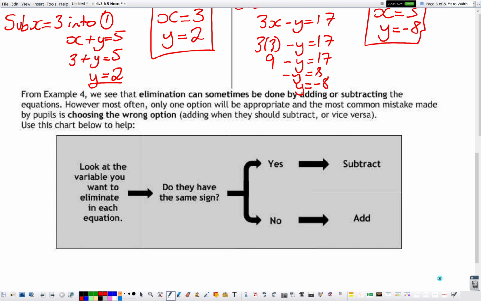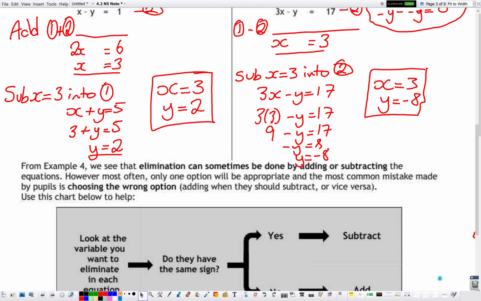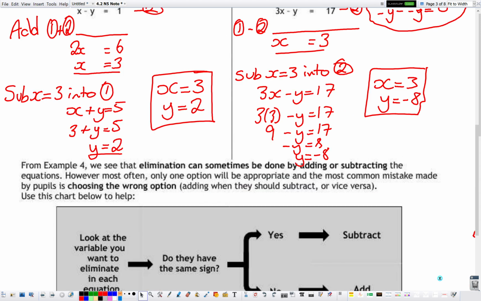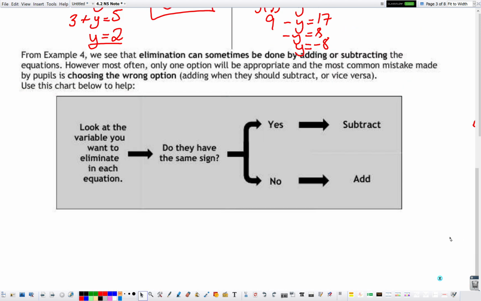Okay, so first stage is look at the variables you want to eliminate. So are you eliminating the x's, are you eliminating the y's? That's going to be basically the ones that have the same coefficient, the same number of x, the same number of y. Now if we go back to example B quickly there, we didn't have the same coefficient in our x's, so we didn't want to eliminate the x's at the start, we're only eliminating the y's.